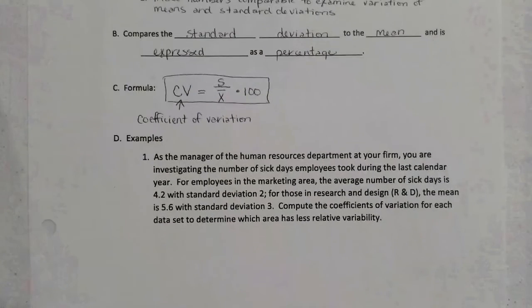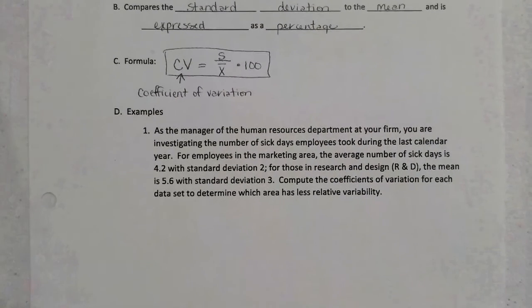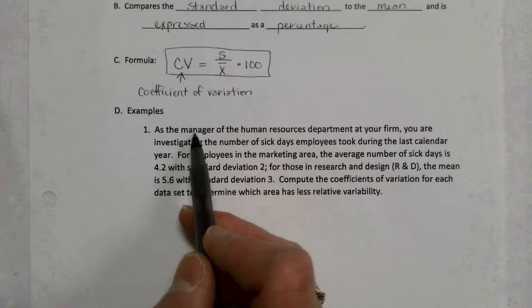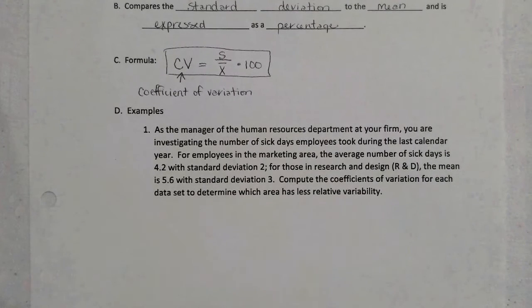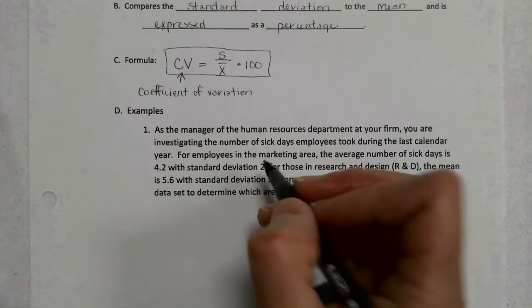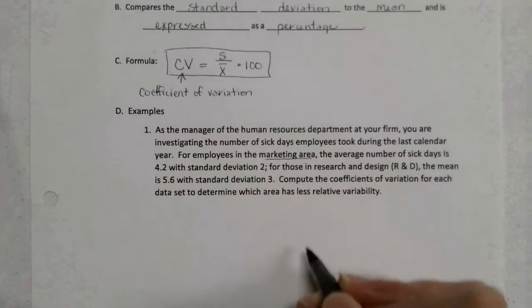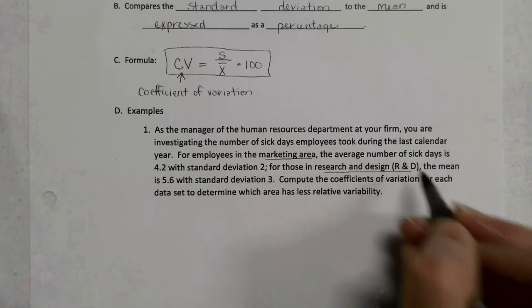In our first example, it says, as the manager of the human resources department at my firm, we are going to investigate the number of sick days that employees took during the last calendar year. Now we've got two areas that we're going to be comparing within our firm. We're going to look at our marketing area, and we're going to look at our research and design area.